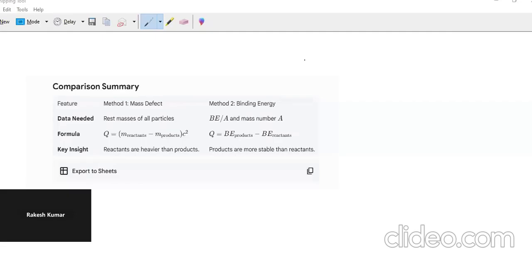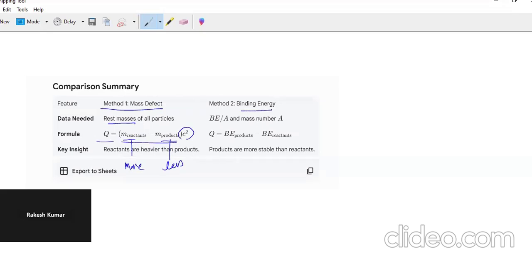To calculate the energy released in a nuclear reaction, there are two methods. Either they give you the masses of the nuclei of both the reactants and the products, and you find the difference in the masses. Here the mass of the reactant will be more, and the product will be less. That mass defect is converted into energy. So this is the energy release.